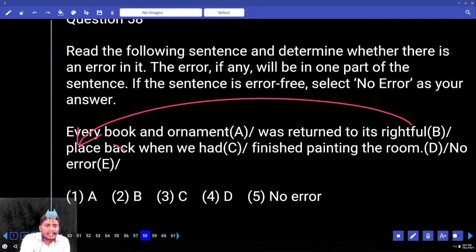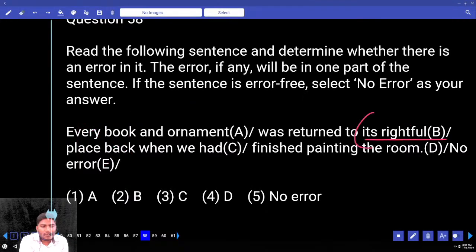Yes, you can eliminate back in this sentence. You need not use it. So here we missed it. It's rightful place, this is one combination. This is all a noun phrase. Eliminate back when we had finished the painting. Eliminate back. Go with the C option.